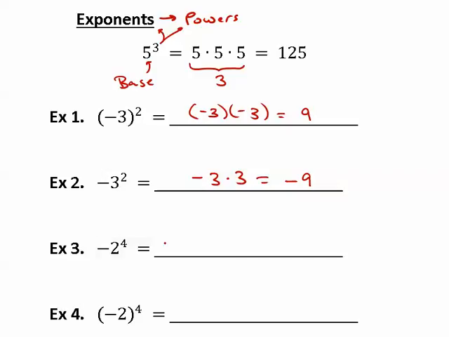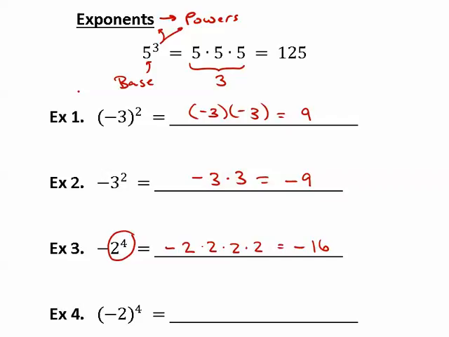So what about example 3? Once again, notice that the 2 does not have parentheses around it. So in other words, the exponent 4 only applies to the 2. So it looks like this, negative 2 times 2 times 2 times 2. So there's only one negative in the problem, which is going to make the entire result negative. So this is going to give us negative 2 times 2 is negative 4. Negative 4 times 2 is negative 8. Negative 8 times 2 is negative 16.